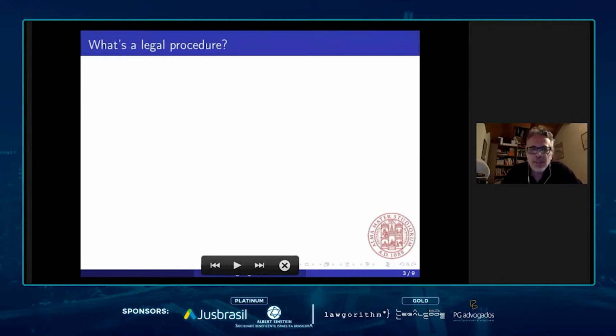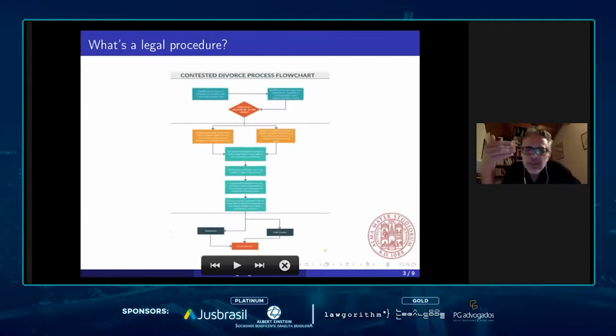So what's a legal procedure? A legal procedure, in fact, is very similar to a workflow. So you have actions, a first action, then you have some intermediate actions and claims and responses by the authorities, and we have a final answer.